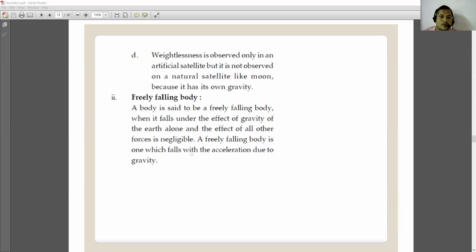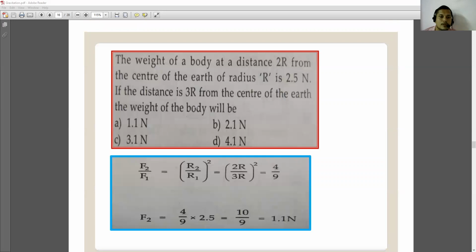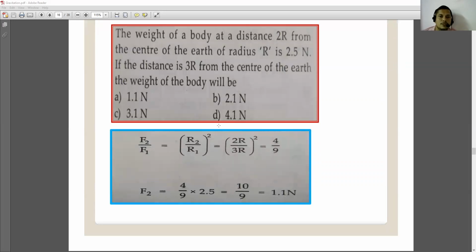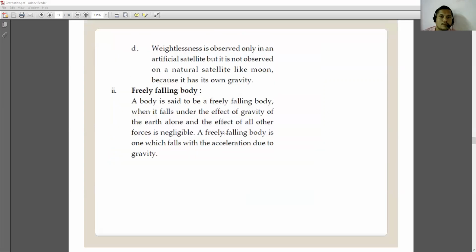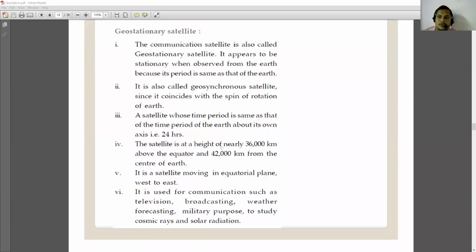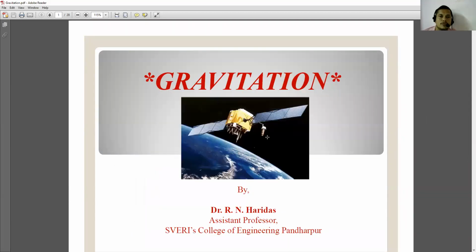A freely falling body is one which falls with the acceleration due to gravity. Of course, it requires or fulfill this condition. So now we have to discuss the numericals MCQs related to this. So let us revise this one in short once again.